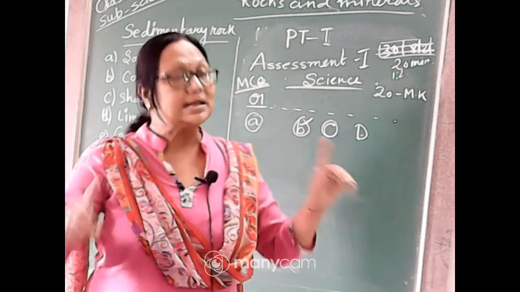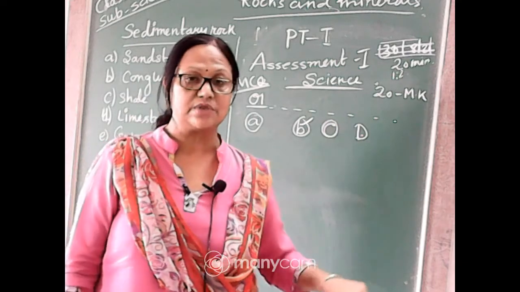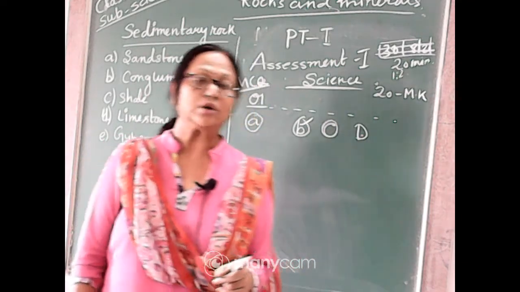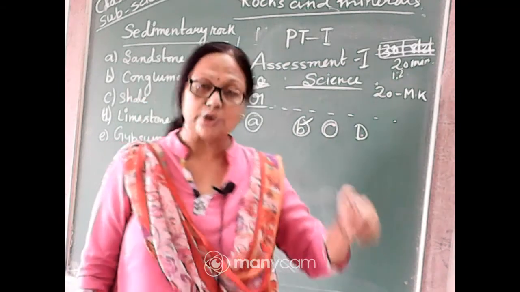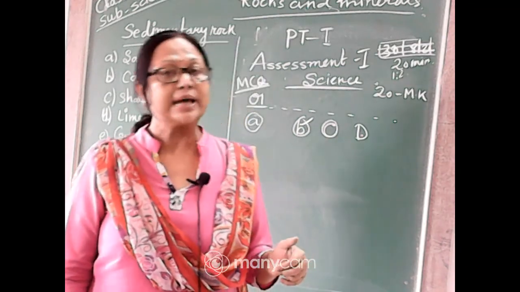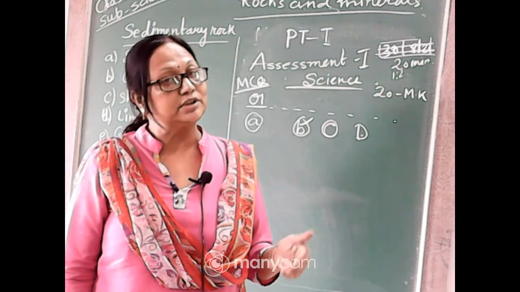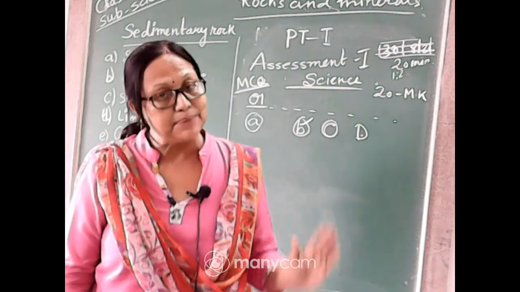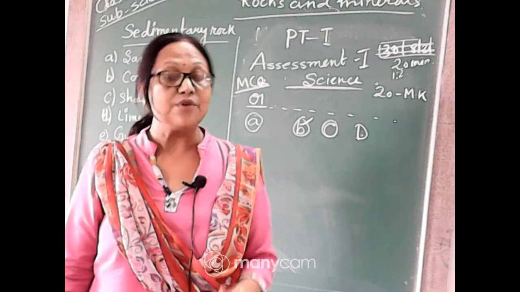As a whole, all 20 questions you will get on the board at the same time. On one page you will get all 20 questions. You will scroll and see the questions. So 20 minutes for 20 questions means 1 minute per question. At first complete all the questions, then you will submit.